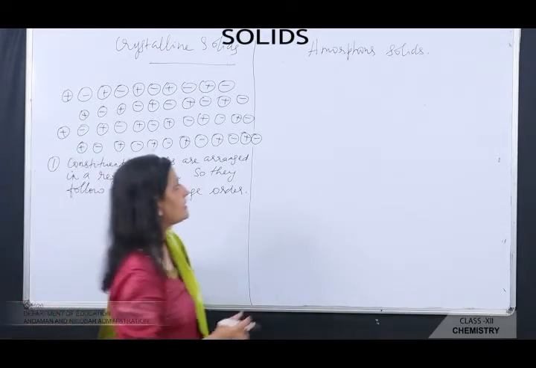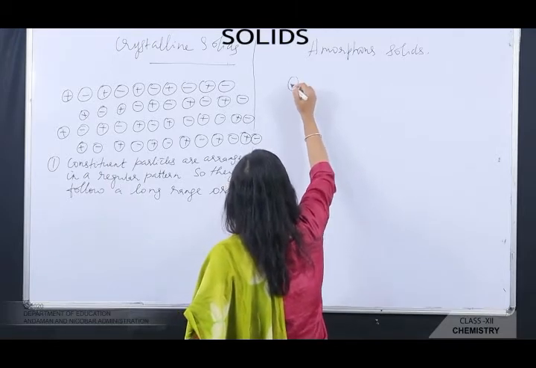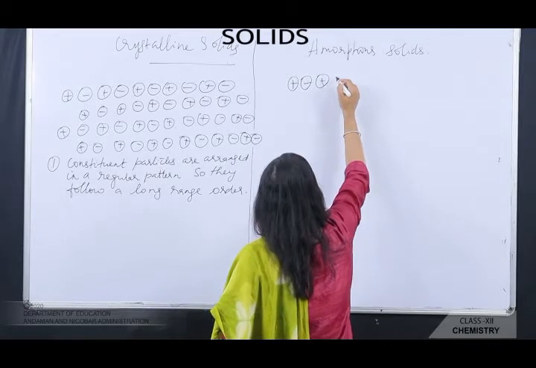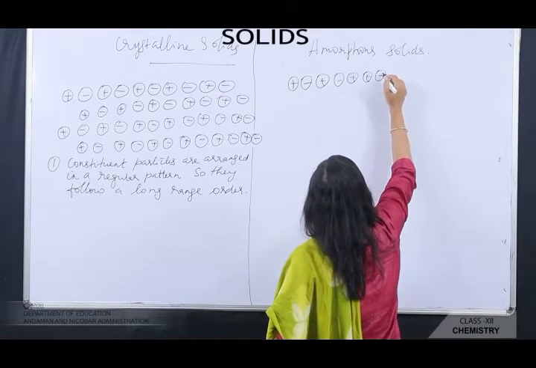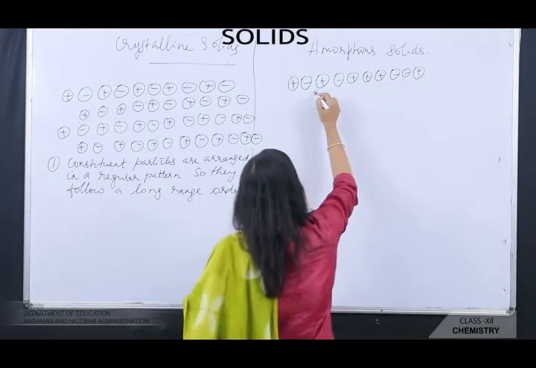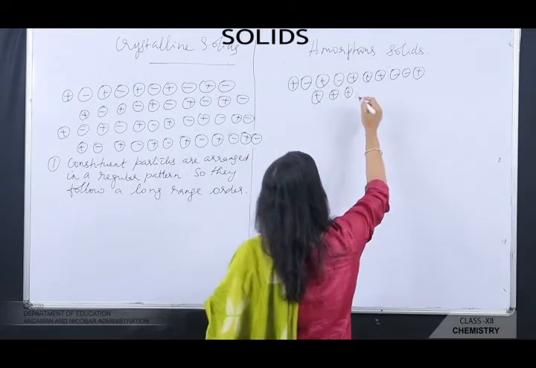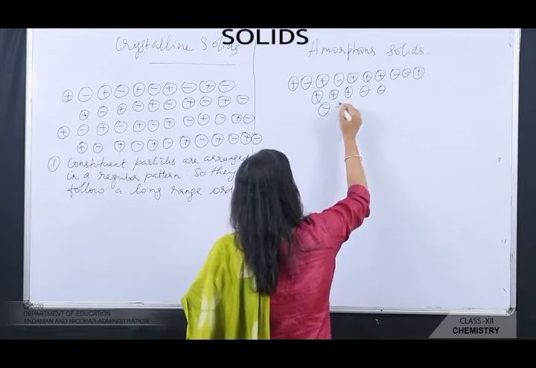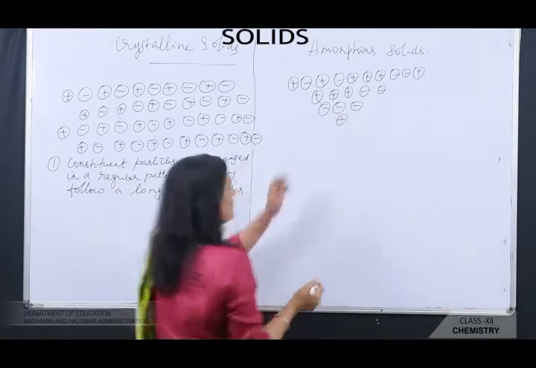Now let us see in case of an amorphous solid. I am just taking the same cation and anion only. First cation, then anion, then cation, then anion. Then you see sometimes everything is cation. Then comes anion, anion, then cation. Then here some cation, cation, cation. Then comes anion. Then again anion, anion, anion. Then a cation. So what do you observe here?